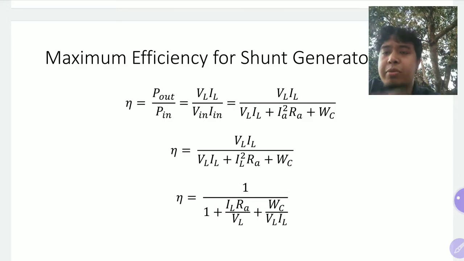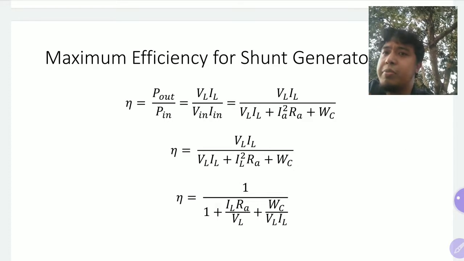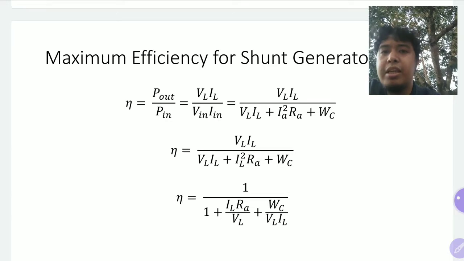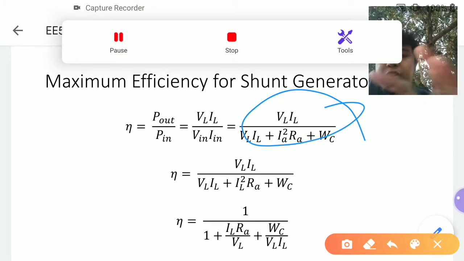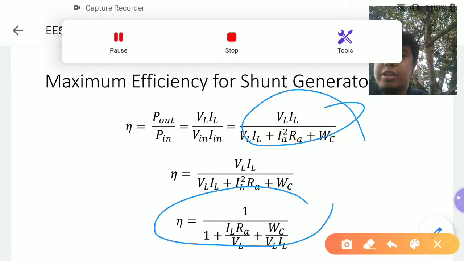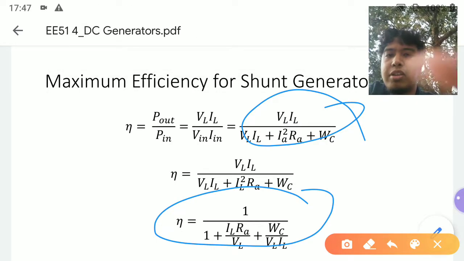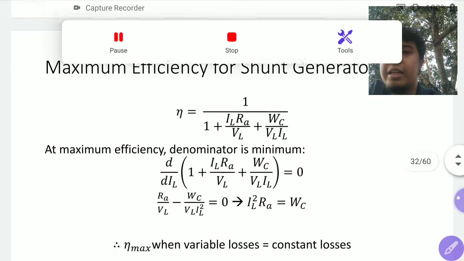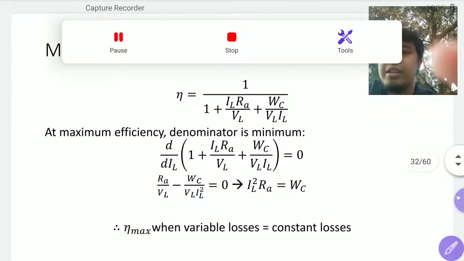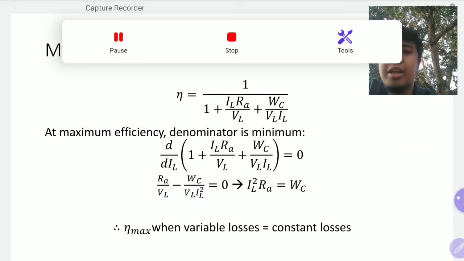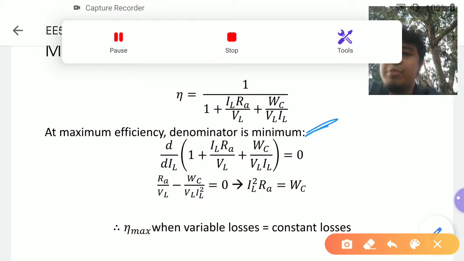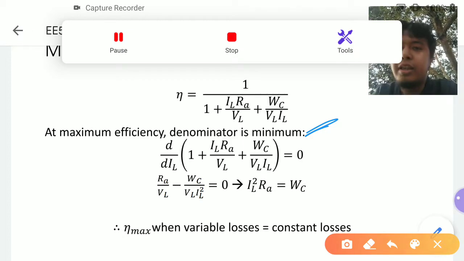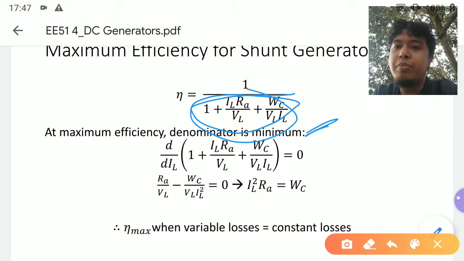So if you compute for the efficiency, that's P out over P in, you just substitute and you get this formula, and then you can simplify this further to get this formula. Now what's interesting here is that if you want the maximum efficiency, you want the denominator to be minimum. So you take the derivative of this to get the minimum.